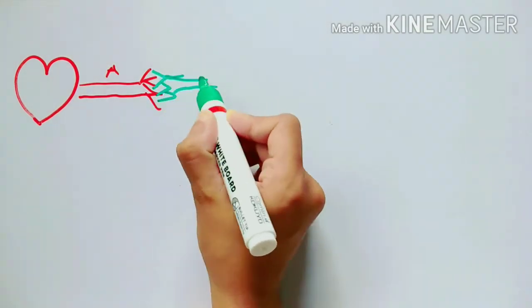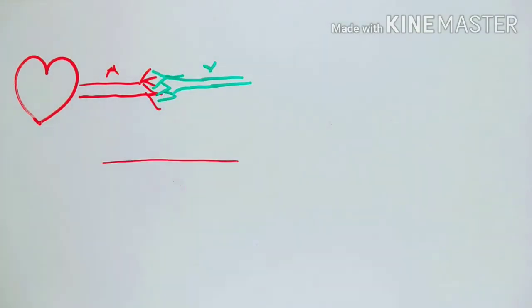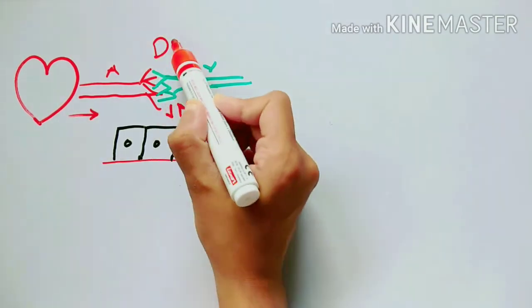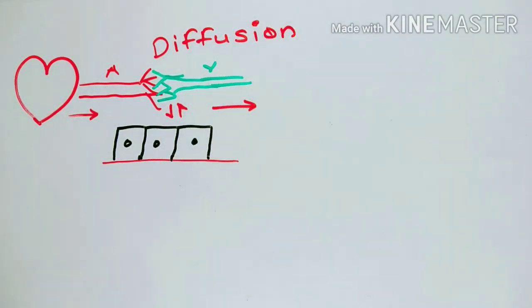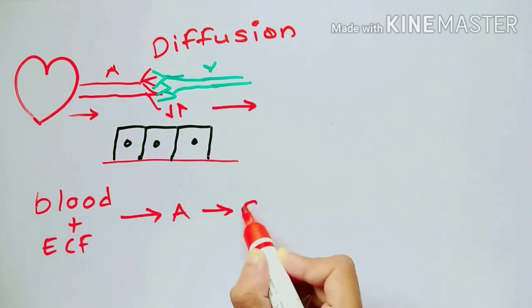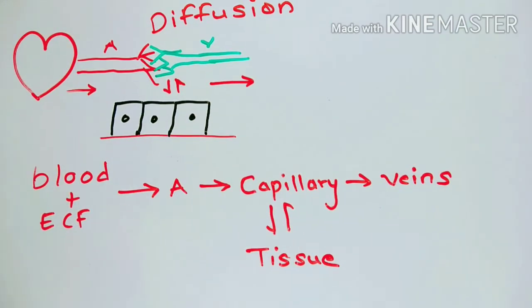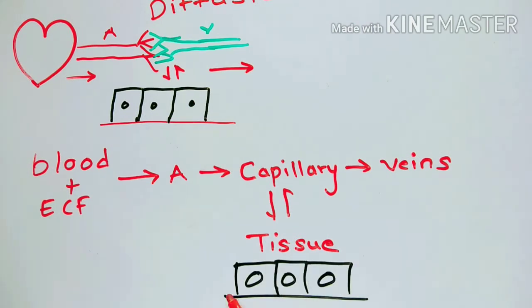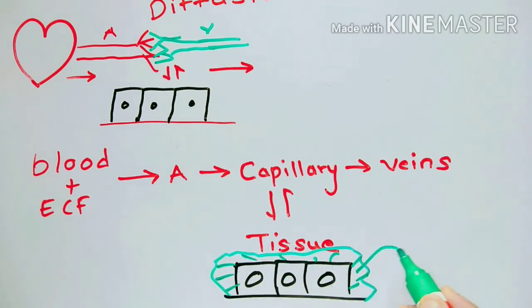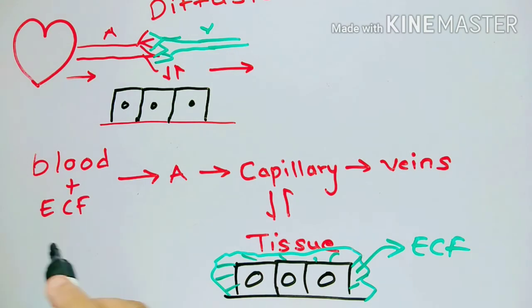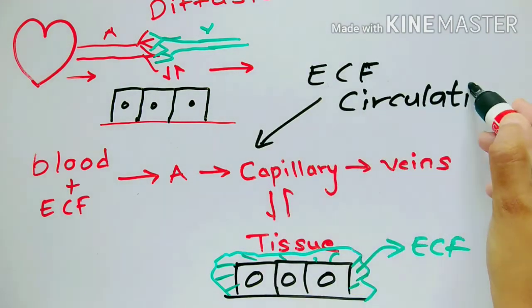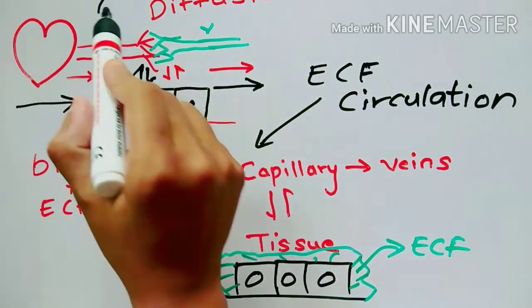It comes from the heart to the vessels called arteries. Then from arteries it goes into capillaries, and inside the capillaries they exchange products with the tissue, that is aggregates of cells, with the help of diffusion. And then from the capillaries it goes into a vessel called a vein, and this circulation takes place continuously, and this is called the extracellular fluid circulation.